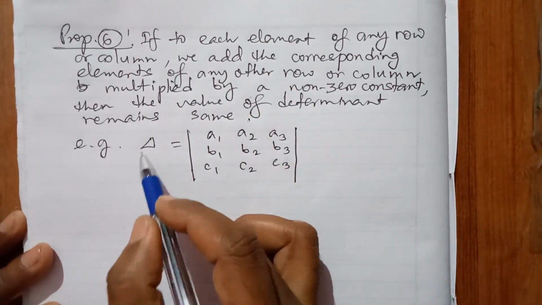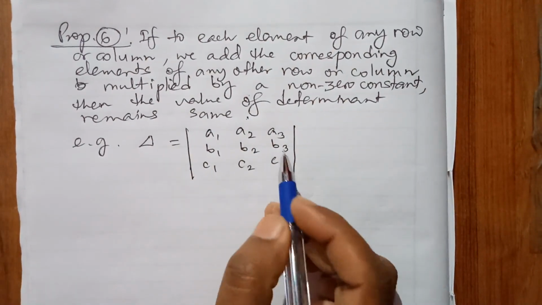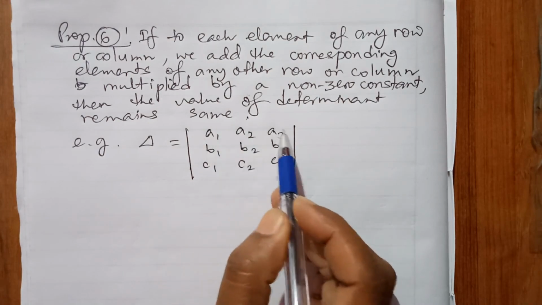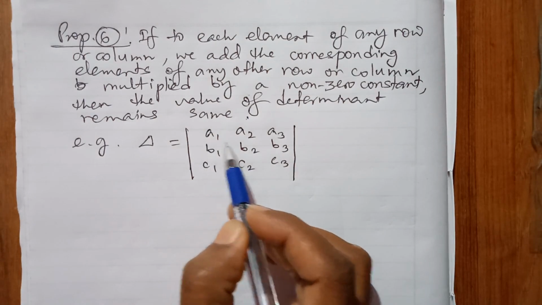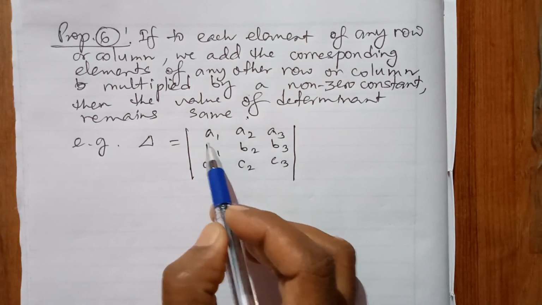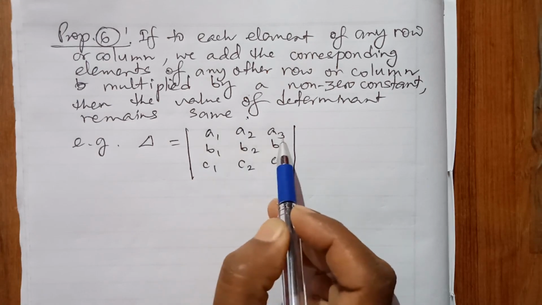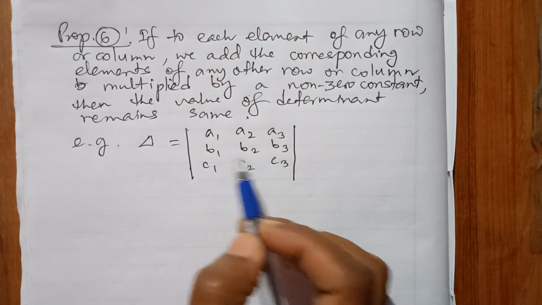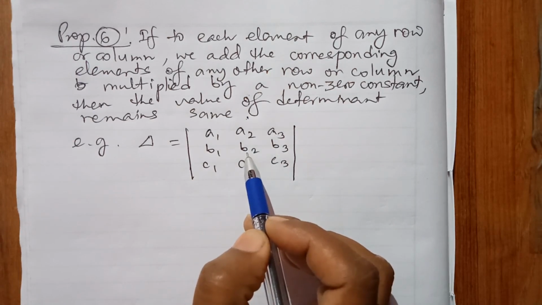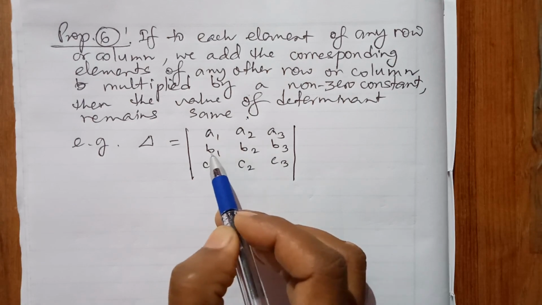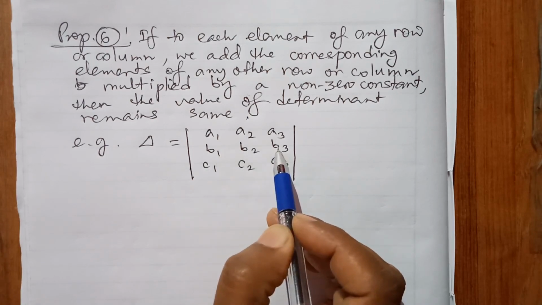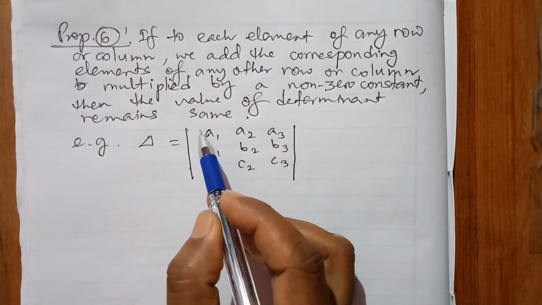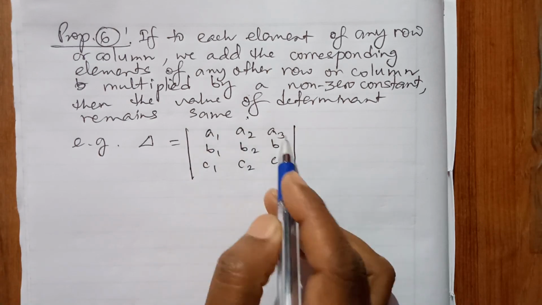So for example, here one determinant is given. Now what I'll do, I'll change the elements of row 1. You can do this with any row or column; I am choosing row 1. How will I change the elements of row 1? By multiplying the elements of row 2 by a constant, and then adding them to the corresponding elements of row 1. So how will you show the operation?